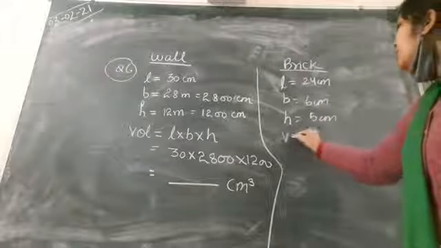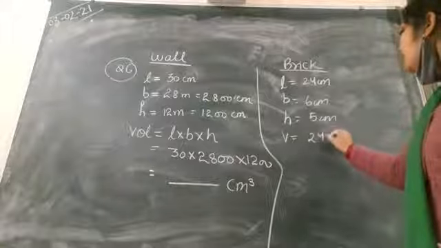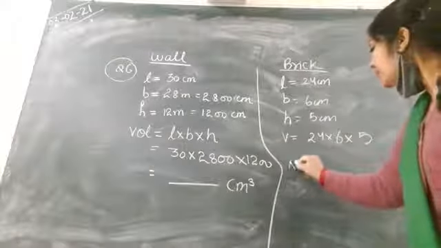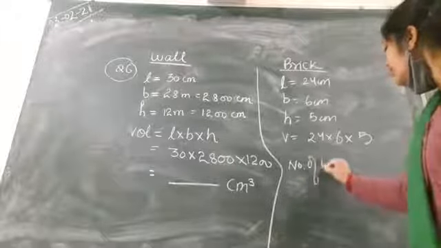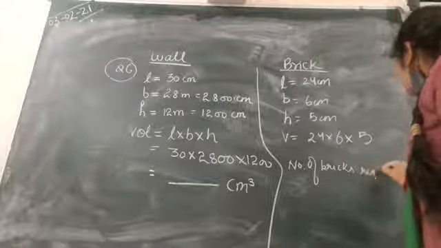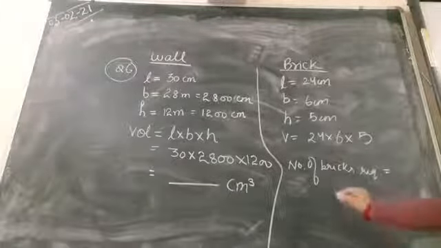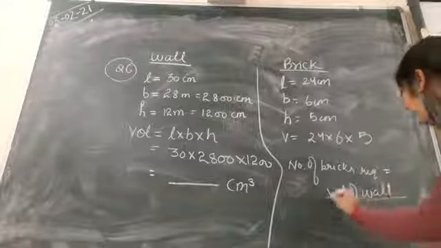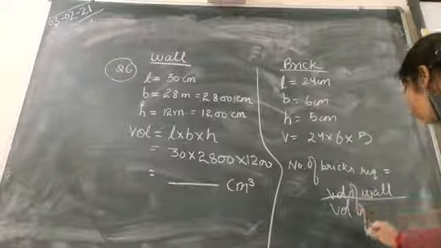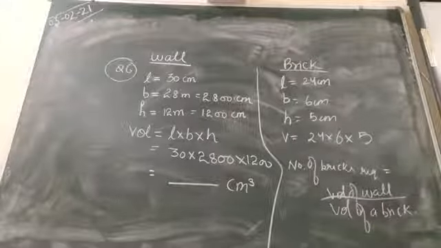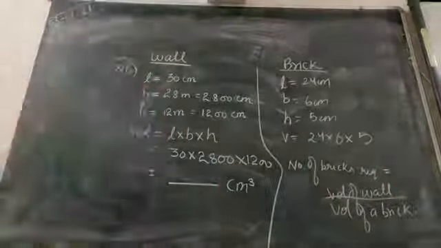So you will calculate the volume of the brick. It will be 24 into 6 into 5. And then number of bricks required will be equal to volume of wall upon volume of a brick. So calculate this answer yourself and complete the question, right? So that's all for today.